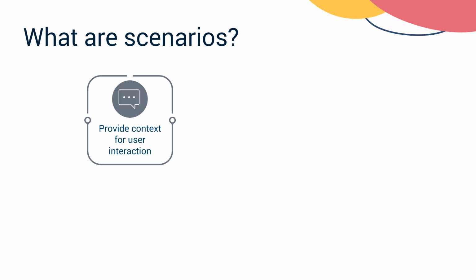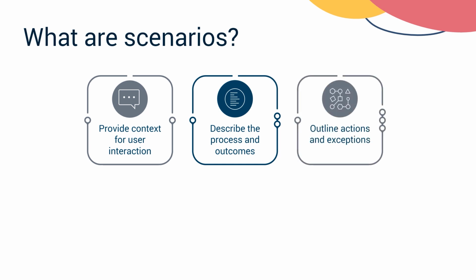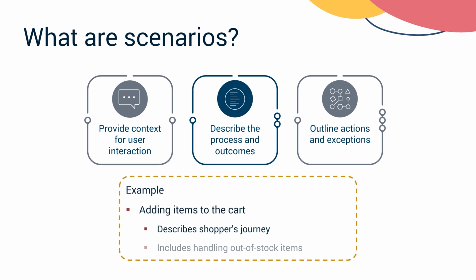Scenarios provide context for how a user will interact with a feature or system, describing the process and possible outcomes. It's broader than a user story and outlines different actions or exceptions. For example, a scenario for adding items to a cart could describe the shopper's journey, including handling out-of-stock items.